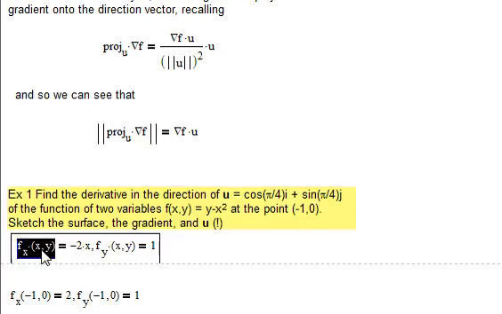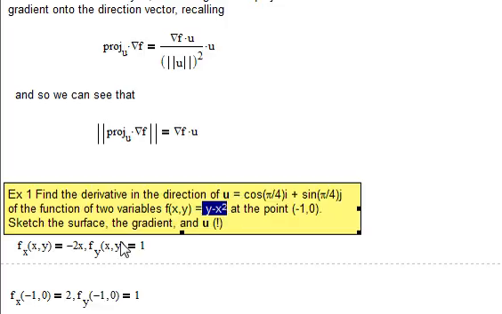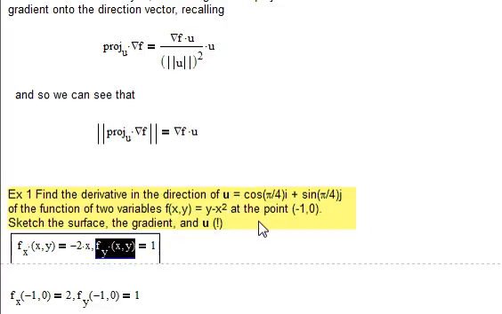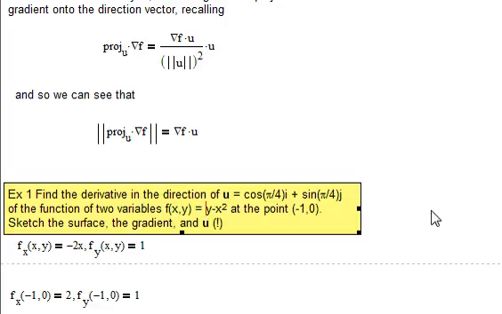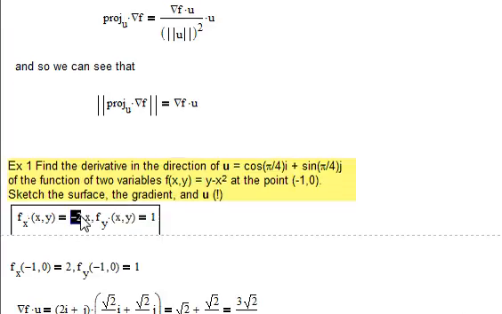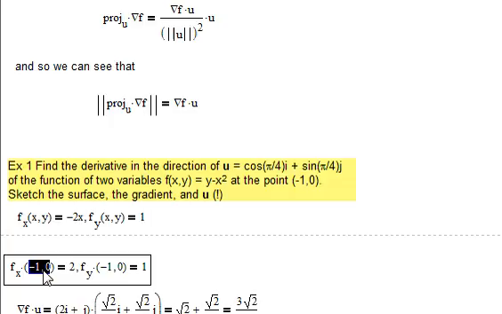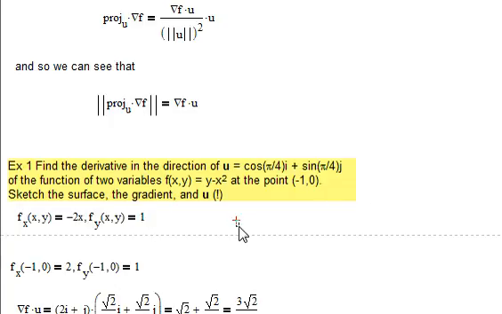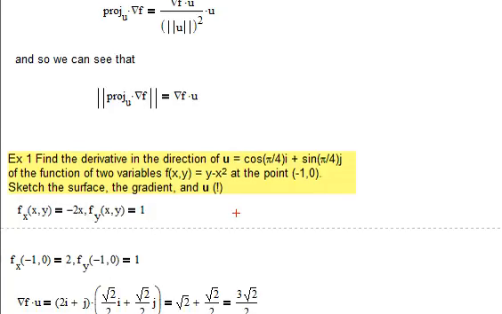Okay, so f of xy, that's easy enough. f sub x, the partial derivative with respect to x of this, is negative 2x, and the partial derivative with respect to y is just 1. So that's pretty easy. If we evaluate this partial derivative at the point where x is negative 1, y is 0, we get 2. And the partial with respect to y is going to be 1 no matter where we evaluate it. So what does that mean?